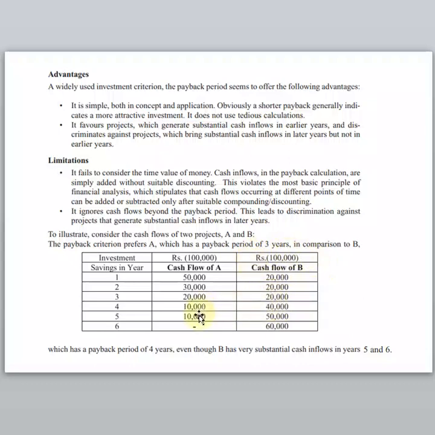But as compared to both, in the 4th and 5th year there is only 10,000 cash flow for project A, while the cash flow of project B is substantially increasing in the later years, that is the fourth, fifth and sixth year. So it is giving tremendous returns. In the case of the payback period, after the investment is paid back, the rest is treated as useless. So this is the limitation of the payback period. It discriminates.